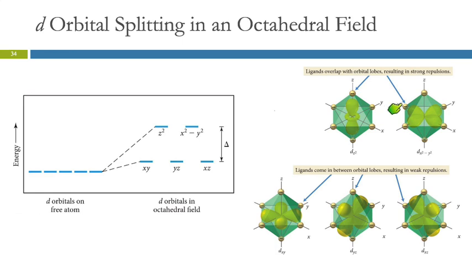Here, you're going to get 4 of these overlapping with the 4 lobes of another d orbital. And again, that's going to be higher in energy because they don't like being near each other. For these ones, the ligands are falling between the lobes. So there's more space, less repulsion. And here, this one and that one, they're falling between. Right? Can you see that?